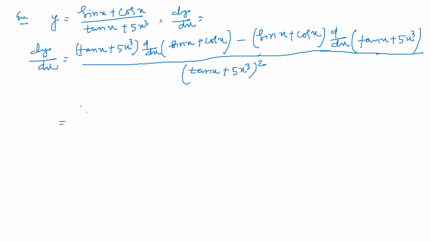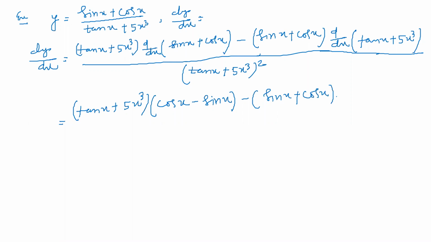This is the format we wrote first. Tan x plus 5x cube. So the derivative of sin x plus cos x is how much? Cos x minus sin x. The derivative of sin x is cos x, so I wrote cos x. The derivative of cos x is minus sin x, so we wrote minus sin x. Again minus. Here we wrote sin x plus cos x. It was there. And here the derivative of tan x is how much, student? Sec square x. Plus the derivative of 5x cube, 5 into 3, 15x square.